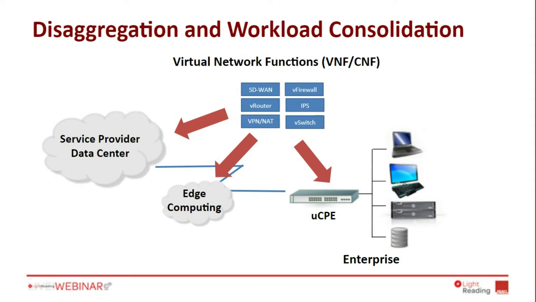The SD-WAN functions, together with related functions, including virtual firewall, virtual router, intrusion protection services, virtual private networks, and virtual switching, can then be flexibly deployed using server platforms in the service provider data center, edge computing platforms, or UCPE systems. In each case, the consolidated workloads that are deployed on each of these platforms use shared resources, delivering a more cost-effective solution.